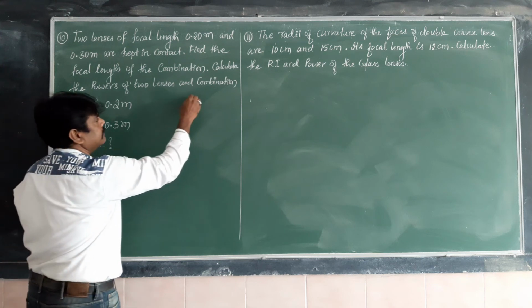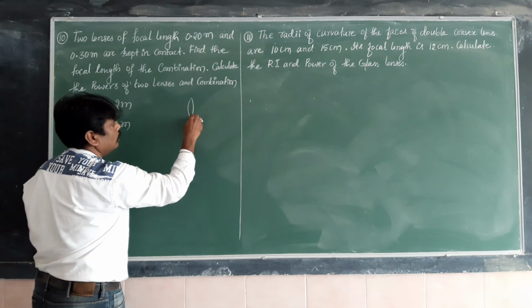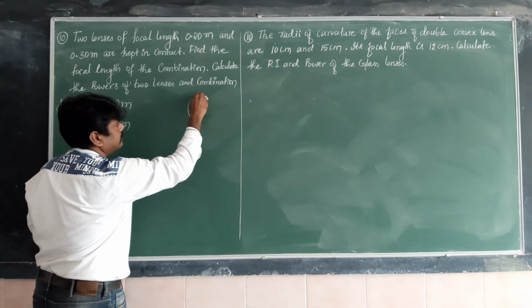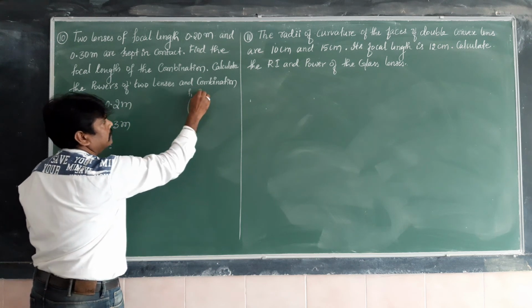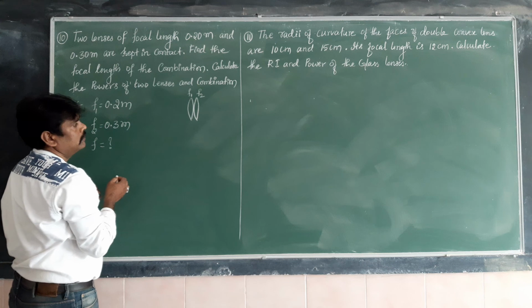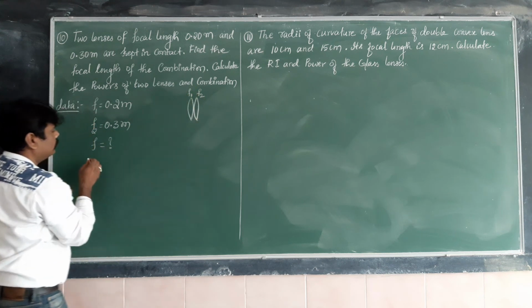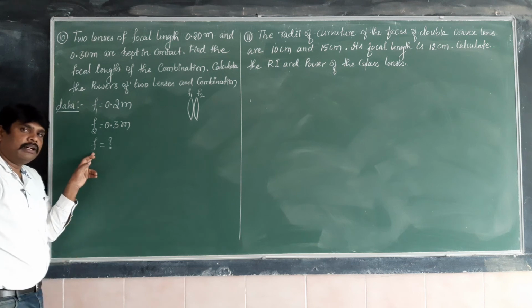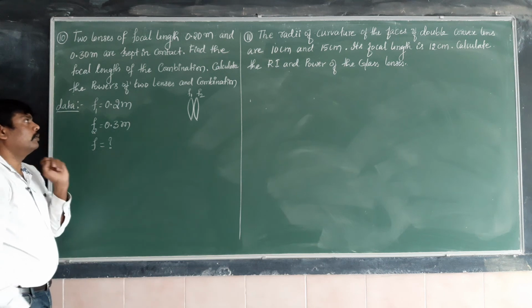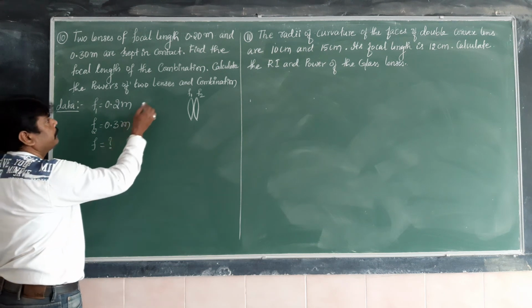When these two lenses are kept in contact coaxially, say this is the first and second lens. The first lens has focal length f1, the second lens has focal length f2. Now, by combining these two, whatever focal length we get is called the equivalent focal length or resultant focal length, that we have to find.